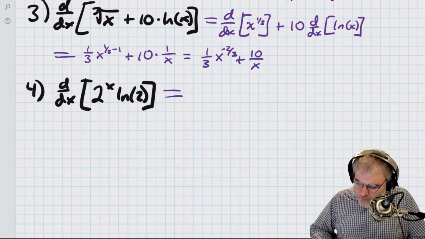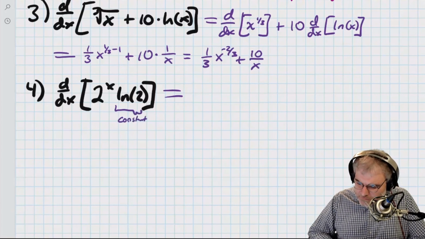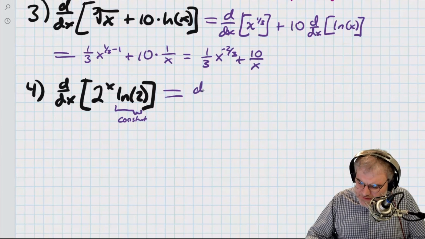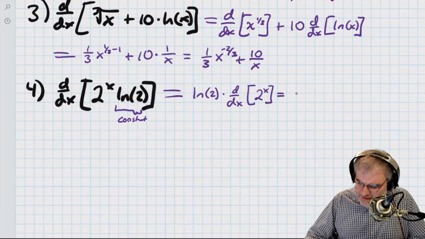Well, do I need another rule for this? This right here, ln of 2, is a constant. Okay? So this is the same as ln of 2 times d over dx of 2 to the x. Because that's a constant. And that's ln of 2 times ln of 2 times 2 to the x.